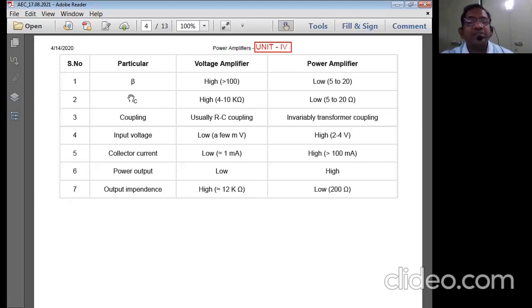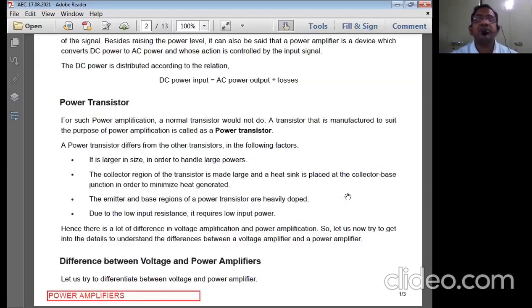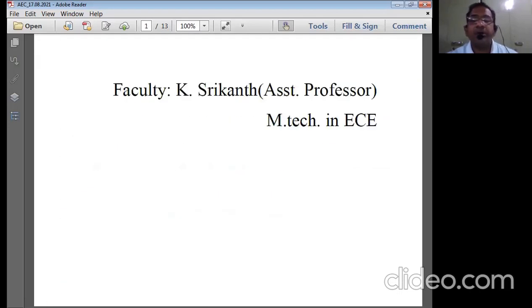Same story now. RC and output impedance, both are almost same. So output impedance is going to be 12 kilo ohms. Here output impedance is going to be 200 ohms. So these are the differences between the voltage amplifiers and the power amplifier circuits.